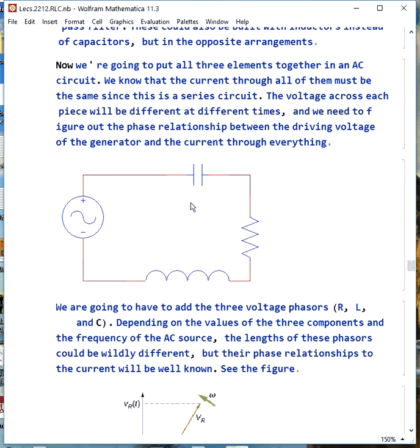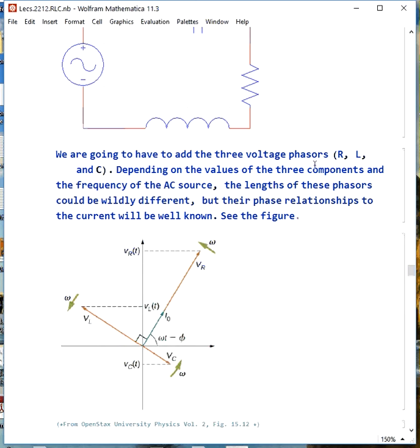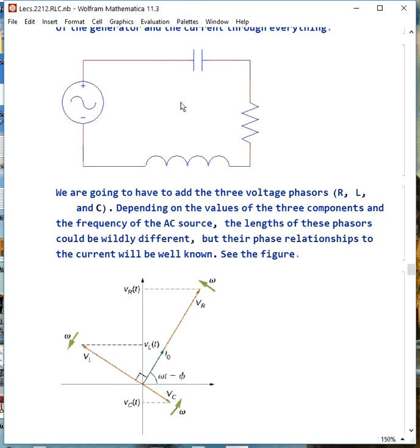If we put all three of these things together in an AC circuit, we want to know what the voltage is across each one of them. We know what the current will be across each one because it's a series circuit. So we need to find the phase relationship between the driving voltage of the generator and the current going through everything. We're going to have to add three different voltage phasors, one for R, L, and C, and their lengths depend on the values of the three components here, the resistor, inductor, and capacitor, and the frequency of the source as well. So the phase relationships we do know.